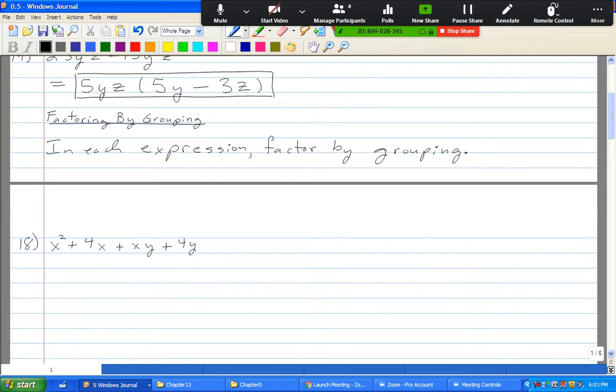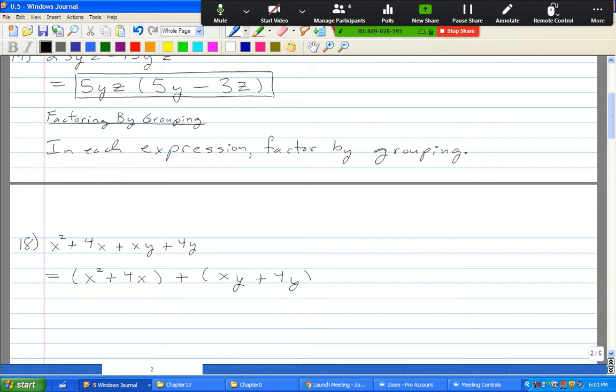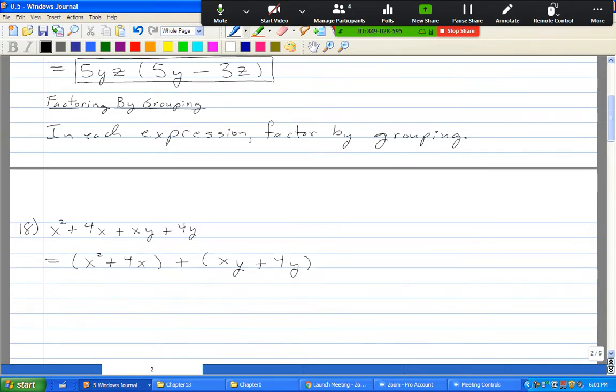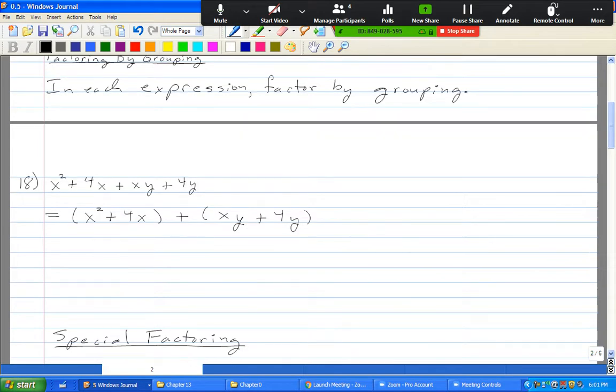I will first give you examples where it's trivial. So let me do problem number 18, factoring by grouping. In each expression, factor by grouping. The first technique is to just group the first two terms and the last two terms. If this works, then you're very happy and you can factor it. Otherwise, you may have to do something else and eventually be able to factor it by grouping.